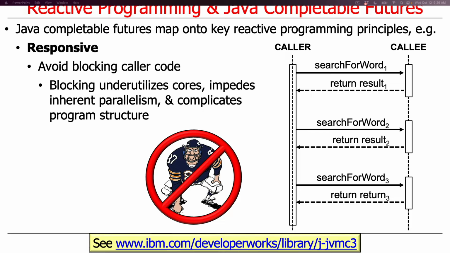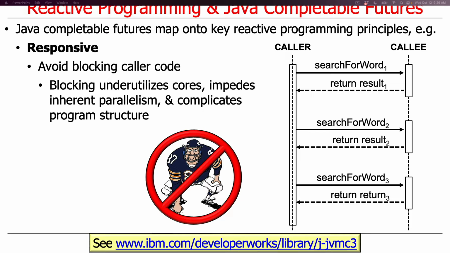So the first thing is responsive. What that means is that we don't want to block the calling thread. When you block the calling thread, oftentimes in historical terms, that was the one that talked to the user interface, or that was the one that talked to the user. And if you blocked the user interface thread, then you would make the system unresponsive because it couldn't handle other GUI events while it was blocked, waiting for some long-running computation to take place.